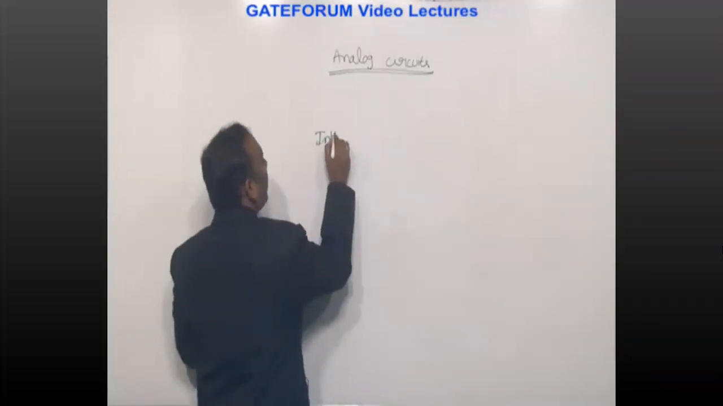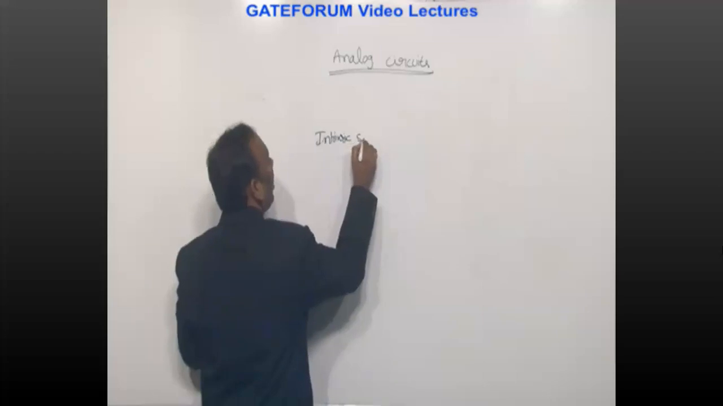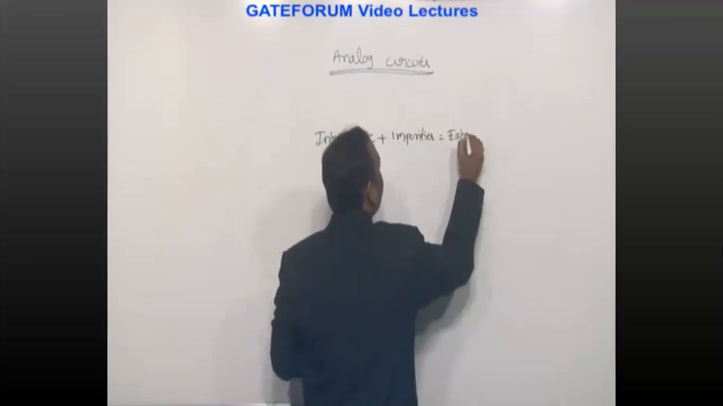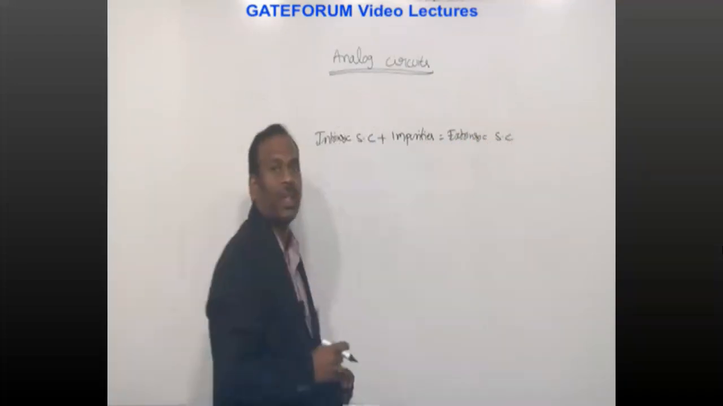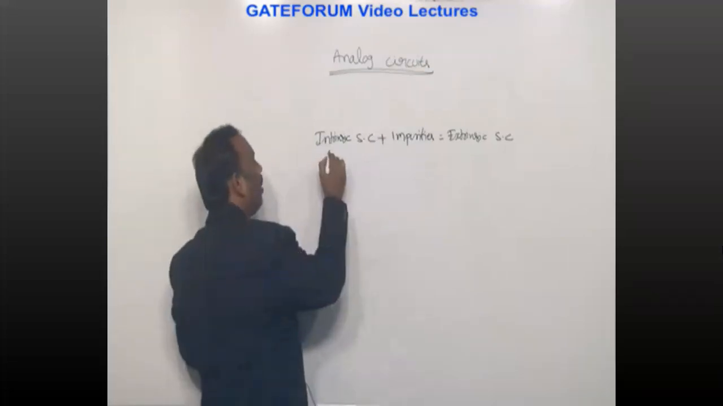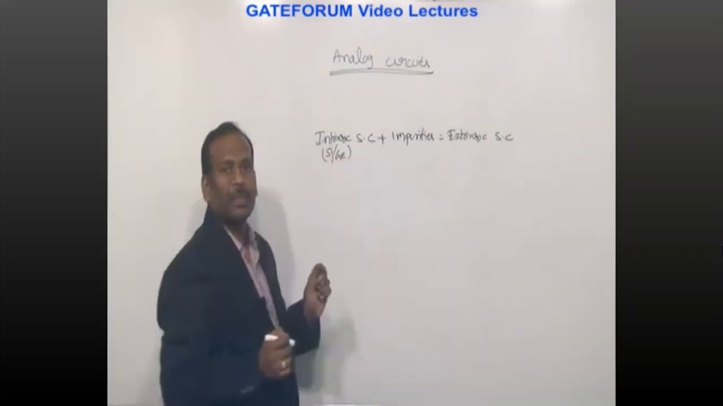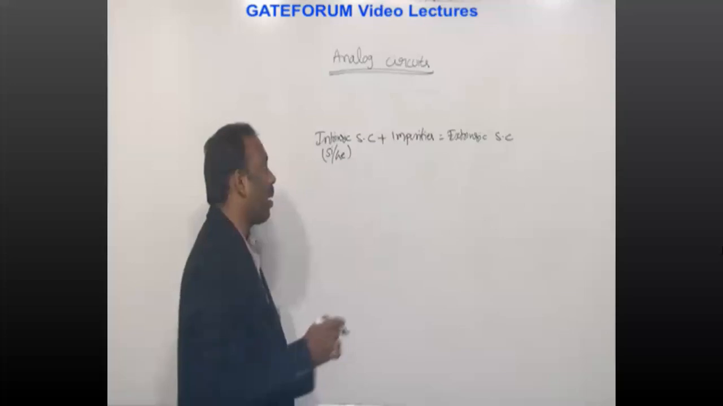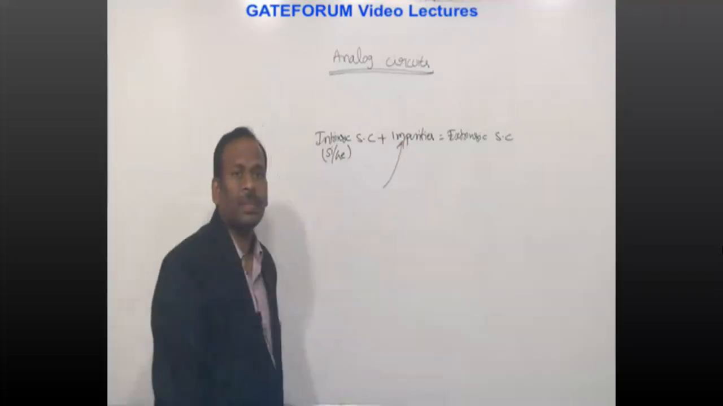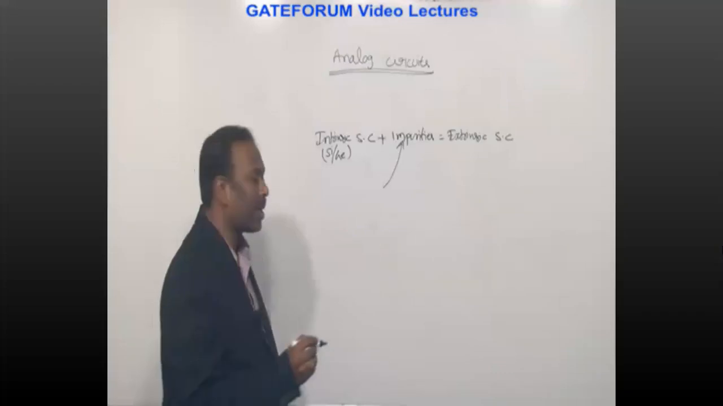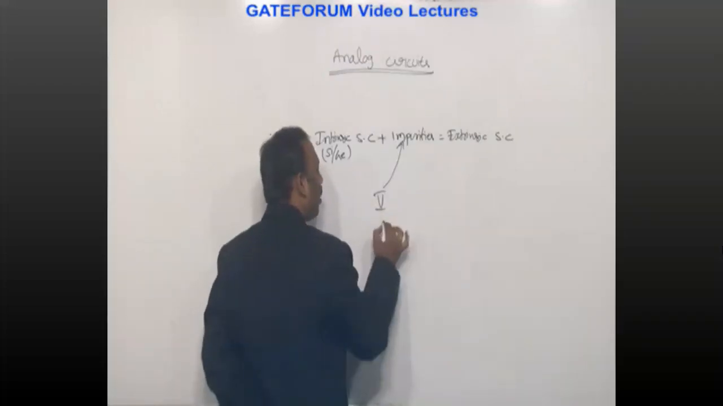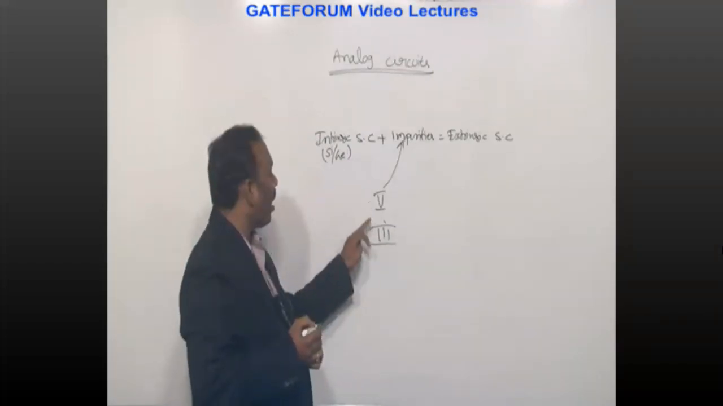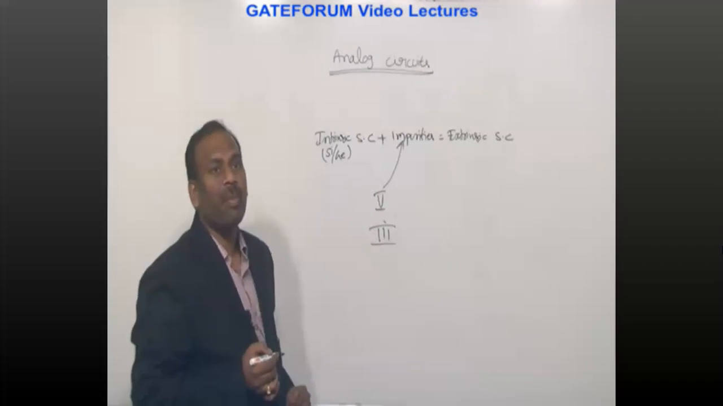So take an intrinsic semiconductor, plus add impurities, it becomes extrinsic semiconductor. Take an intrinsic semiconductor, example silicon or germanium, add impurities, then it becomes extrinsic semiconductor. What are the impurities that can be added? Either fifth group elements or third group elements. Take a silicon, add fifth group element or third group element, it becomes an extrinsic semiconductor.